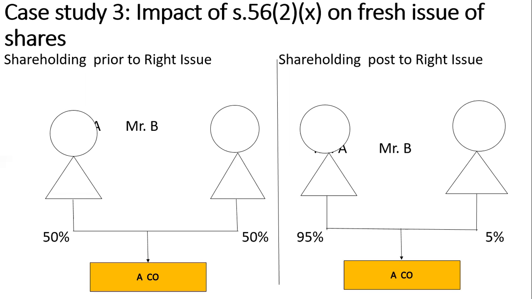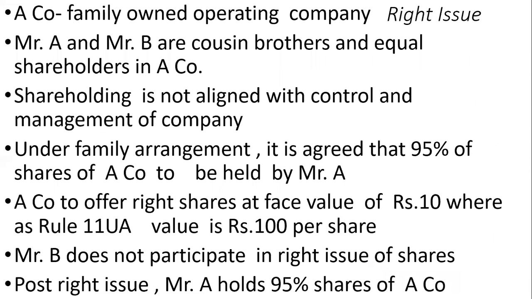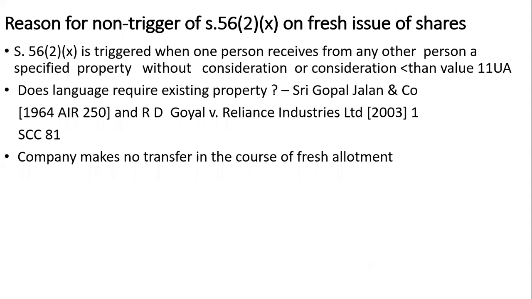What is going to apply and what is not applicable, let us consider that. A is a family-operated business. Mr. A and B are cousin brothers and have equal shares. Shareholdings are not aligned to control and management of the company. Under the family arrangement, it is agreed that 95% of the shares will be with B, and A offers the shares at a face value of 10, while valuation under Rule 11UA is ₹100. B does not participate in the issue. Post rights issue, Mr. A would have 95% of the shares and Mr. B would have 5%.